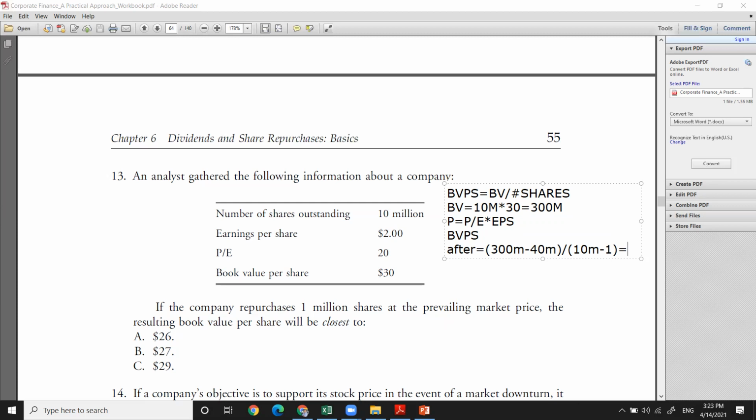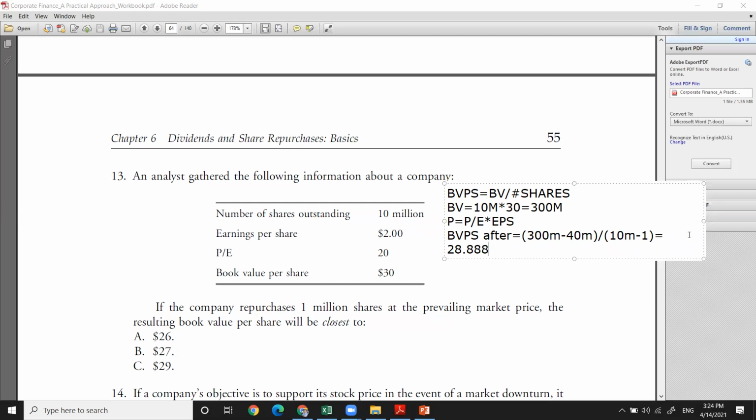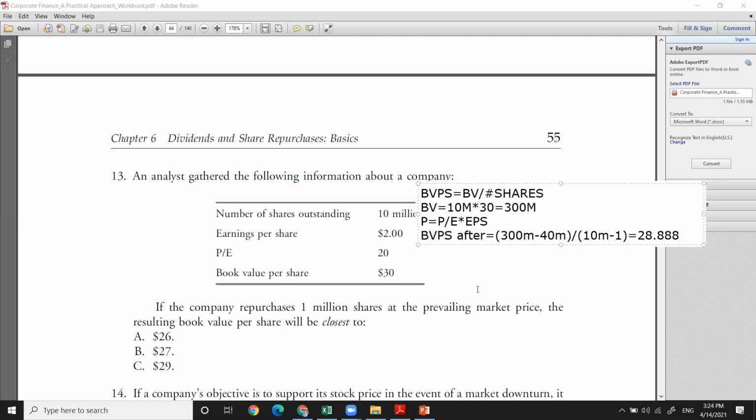So 300 minus 40 million and divided by 9. 28.88. So it's more or less equal to 29. So 28.88. If you approximate, you should get it as 29. So we select C.